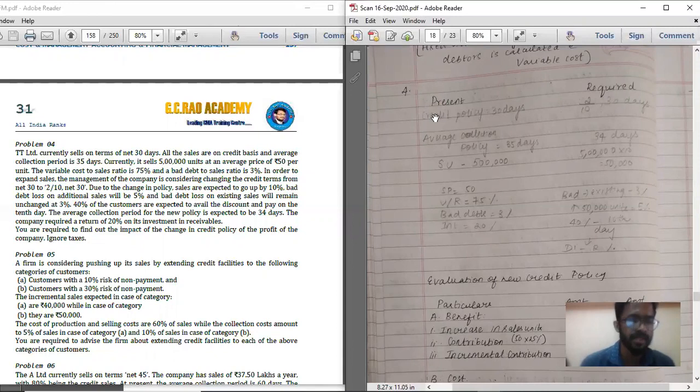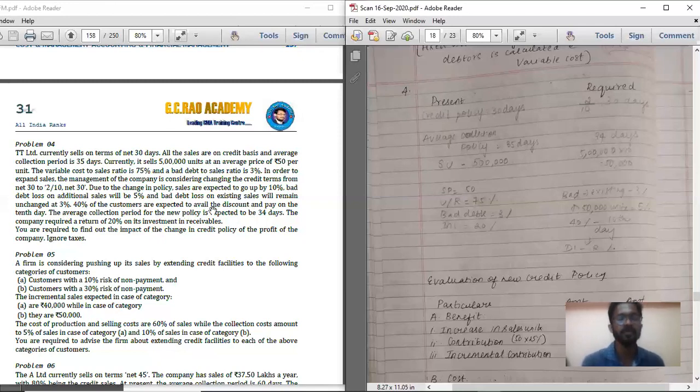In order to expand the sales, the management of the company is considering changing the credit terms from net 30 to 2 by 10 net 30. Due to the change in the policy, sales are expected to go up by 10%. Bad debts loss on additional sales will be 5%, and bad debts loss on existing sales will remain unchanged. See, sales are going to go up by 10%. So on existing sales, that is 5 lakh units, bad debts will be 3%. And on the incremental sales, that is the 10% increase, that is 50,000 units, bad debts will be 5%.